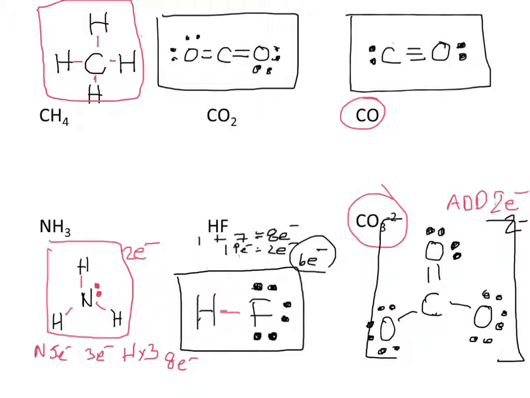But you do need to put this bracket around here, and then the 2 minus, or the -2, depending on how you want to write it, to show you that it's an ion, right? This is CO3 minus 2, the carbonate ion, so you need to write that.